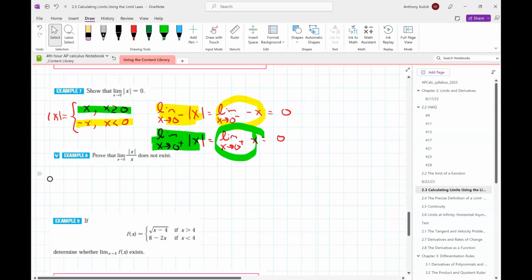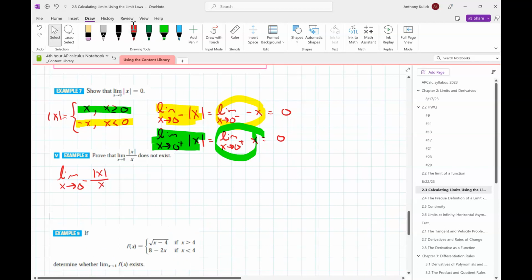The next one says, prove that the limit as x approaches 0 of the absolute value of x over x does not exist. So what are we going to know here? That the left-hand limit and the right-hand limit have to be different if the limit doesn't exist. So I know immediately I'm going to be interested in this limit and in this limit.